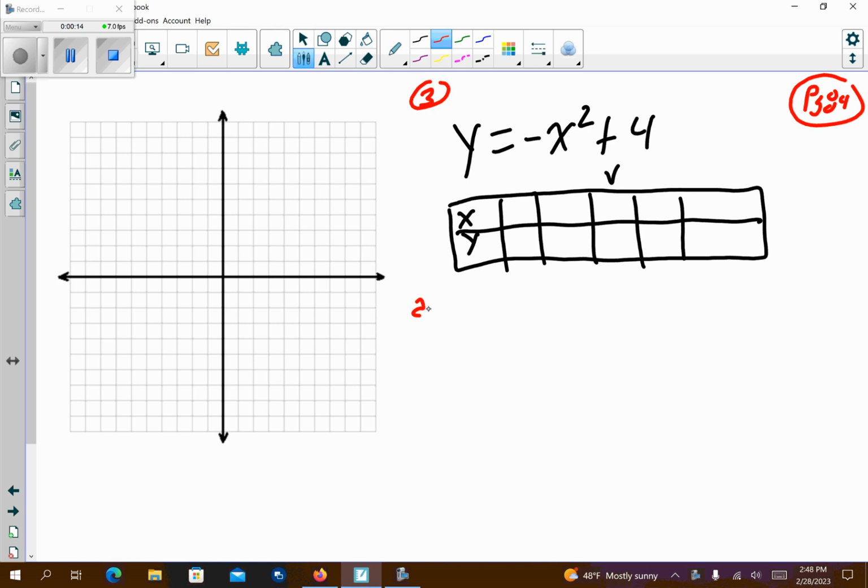So when we take a look, we notice we have an a value of -1, a b value that's missing, so it has to be 0, and a c value that's 4. So I'm going to go ahead and tell you that it's opening down because that's negative, and then take a look at it.